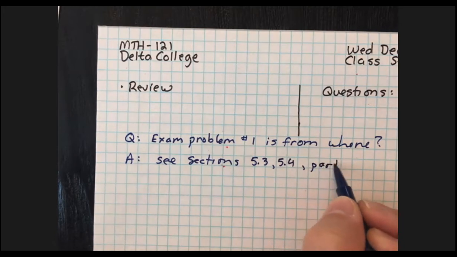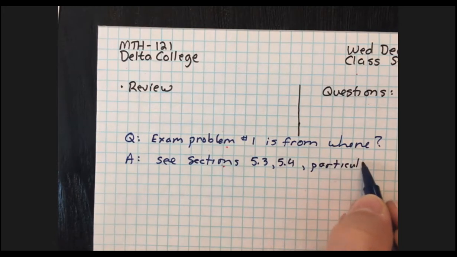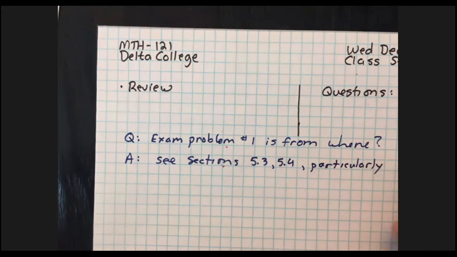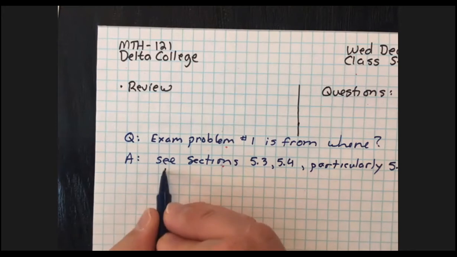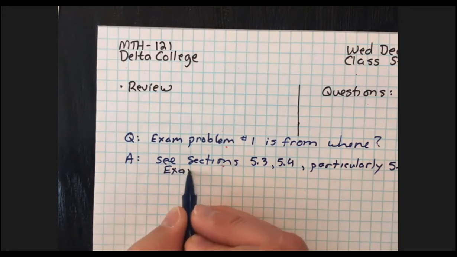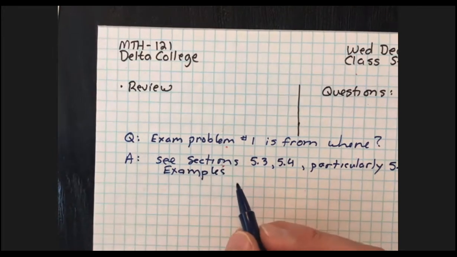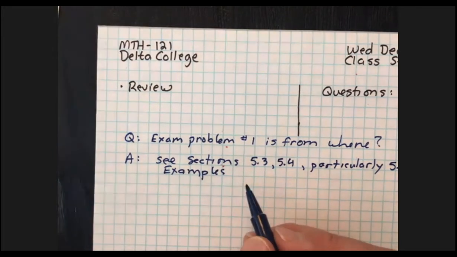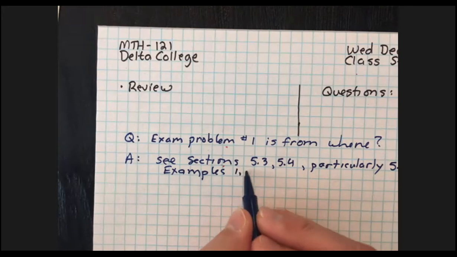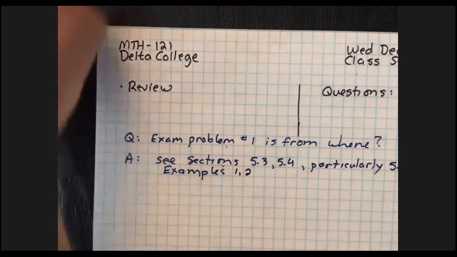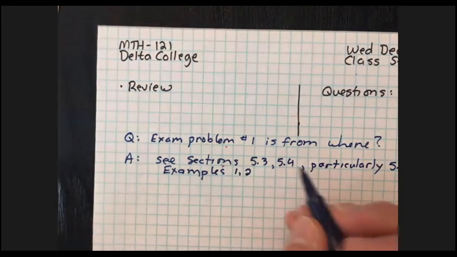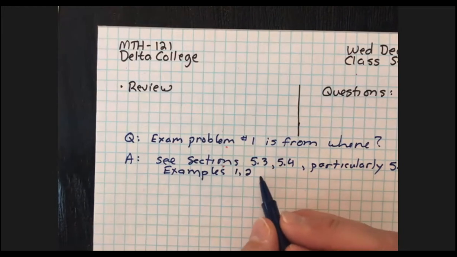It seems like 5.4 is slightly closer to this. And the examples I just showed you are examples 1 and 2. And how about problems?